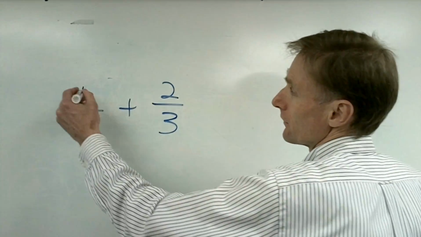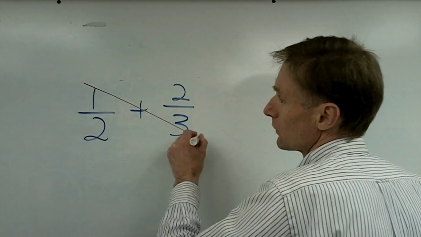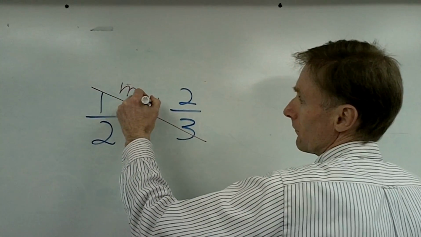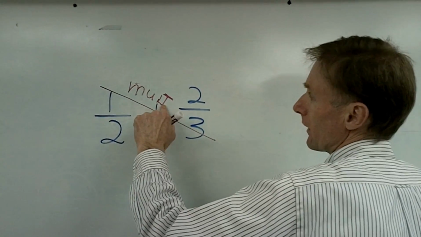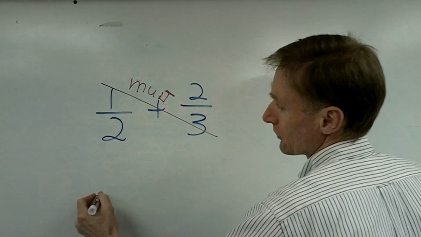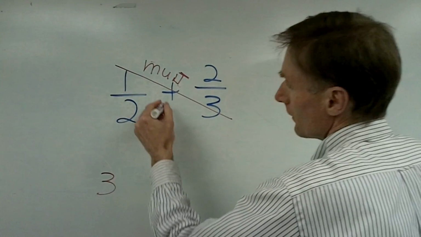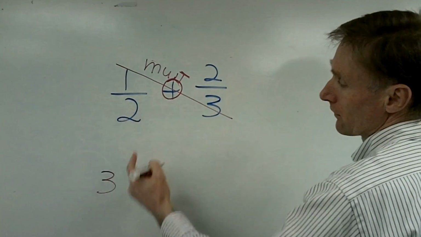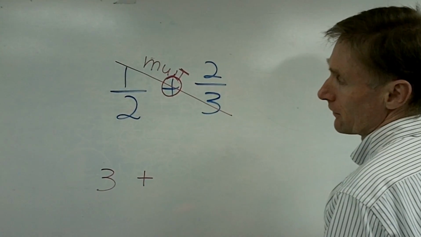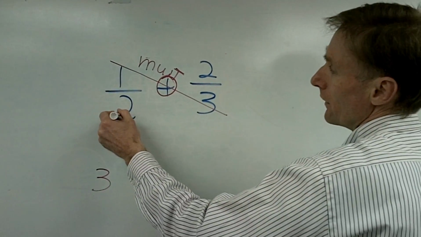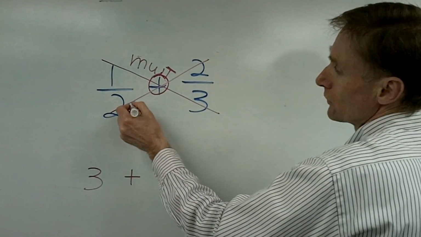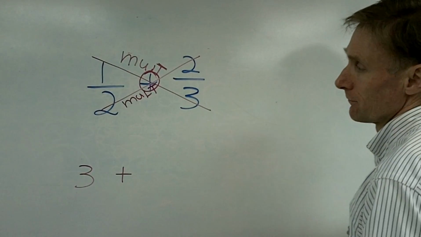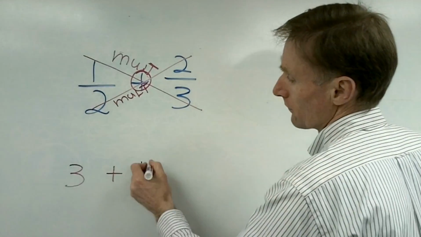The first is you multiply diagonally, and you get 1 times 3 is 3. And you do what the signs tell you. If there is a positive here, you put a positive down here. And then you multiply 2 times 2, and you put a sign up here just to remind you. 2 times 2 is 4.